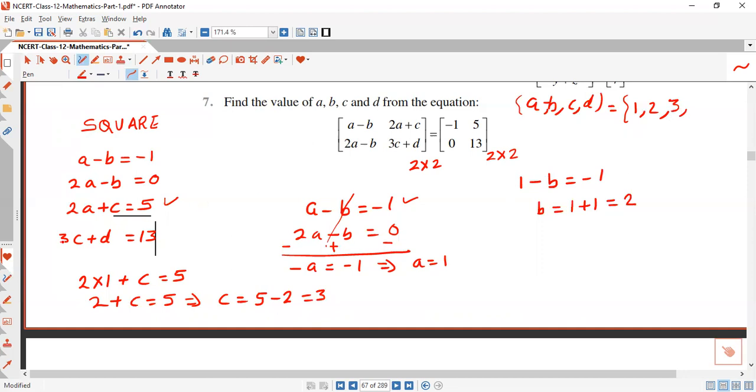Now we have to find the value of D. 3C plus D equals 13. 3 into 3 plus D equals 13. 9 plus D equals 13, and D equals 13 minus 9, which comes out to 4. So D is 4.